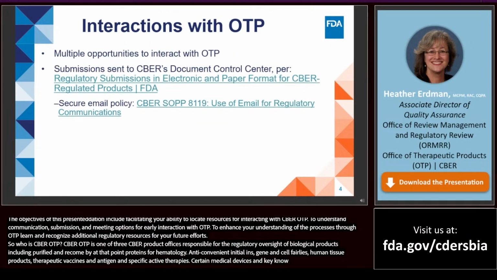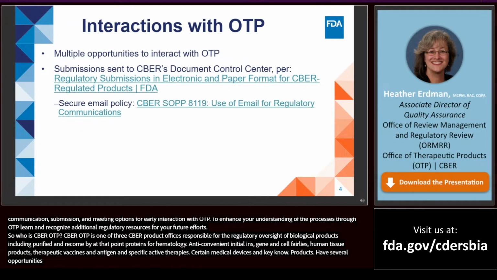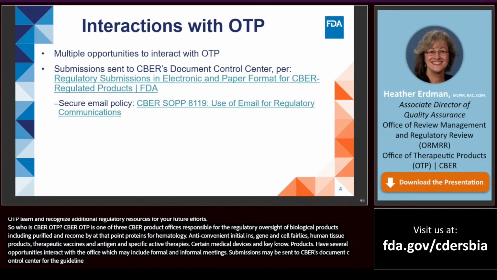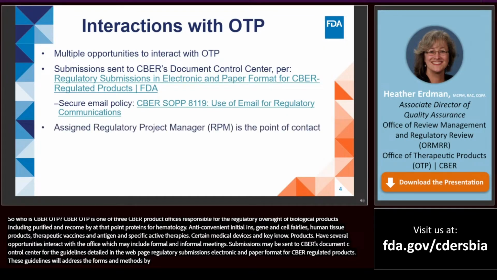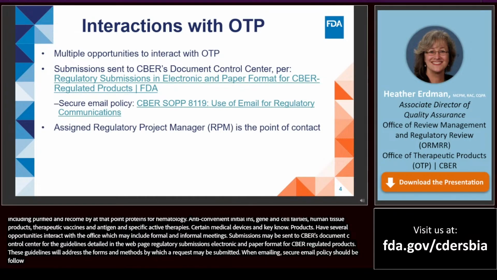Sponsors of products regulated in OTP have several opportunities to interact with the office, which may include formal and informal meetings. Submissions may be sent to CBER's Document Control Center per the guidelines detailed on the web page entitled Regulatory Submissions in Electronic and Paper Format for CBER Regulated Products. These guidelines will address the various forms and methods by which a request may be submitted. When emailing, secure email policies should be followed per CBER SOPP 8119.